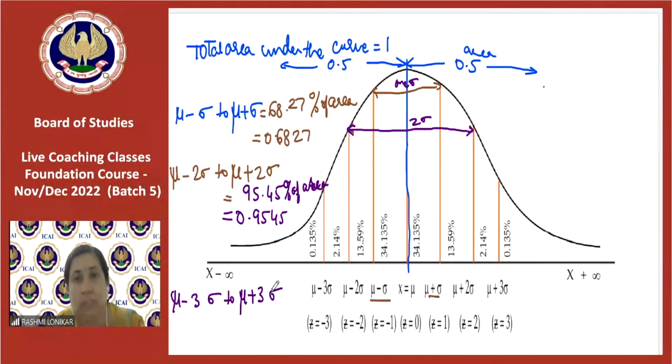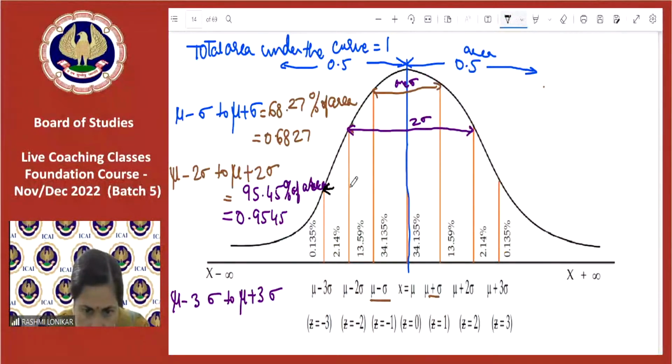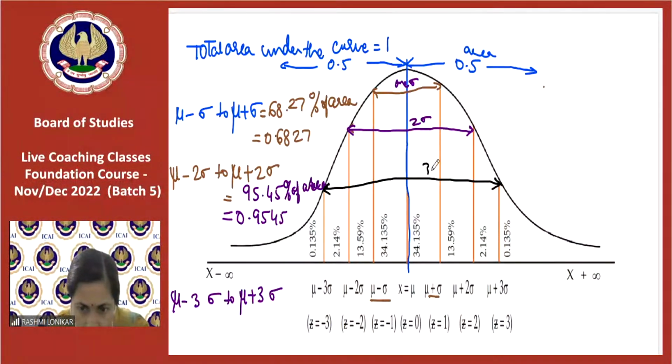Okay, 3 deviations. When I move to 3 deviations, from here to here, this is 3 deviations to the left and 3 deviations to the right. Now what happens? This is 34.135 plus 13.59 plus 2.14. How much is that?